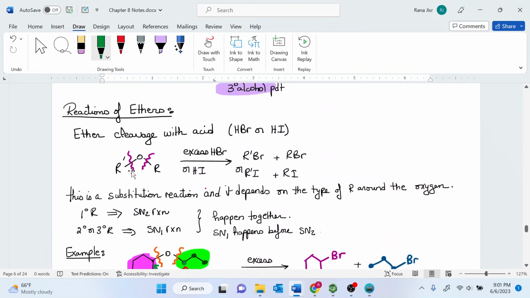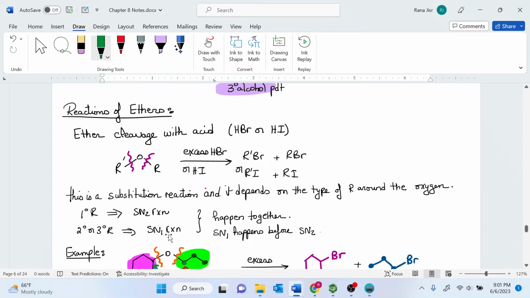The cleavage of the CO bonds is going to depend on the type of the R group that is connected to the oxygen. So if the R that is connected to the oxygen is a primary, then the cleavage on that side is going to go by an SN2 reaction. And if the R that is connected to the oxygen is a secondary or a tertiary, then the cleavage on that side is going to go by an SN1 reaction.